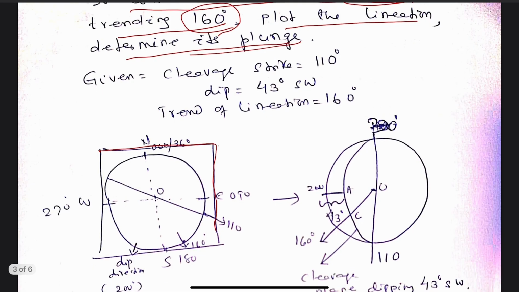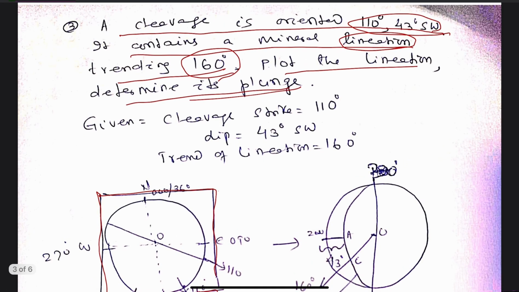This is the overlay. The 110 degree, this is the strike. So this point will be 110 degree. If we calculate from 0, this will be 90, this is 110. So this is the strike line, and it is 43 degree southwest, because if this is the 110, according to right hand rule, the dip will be towards this side, so that is southwest.